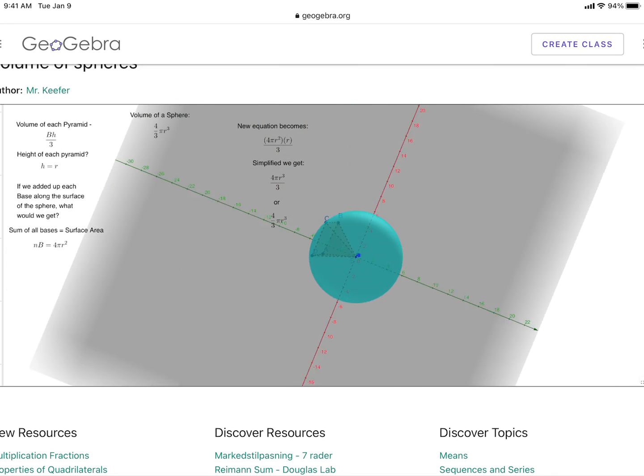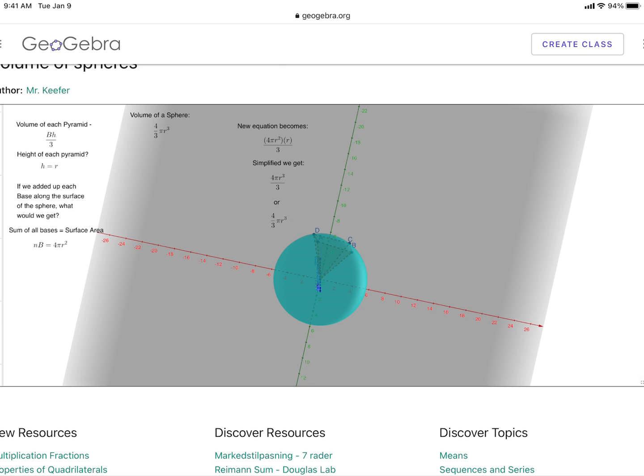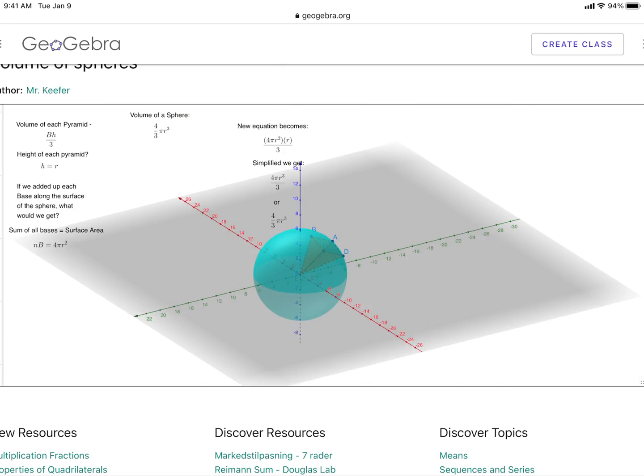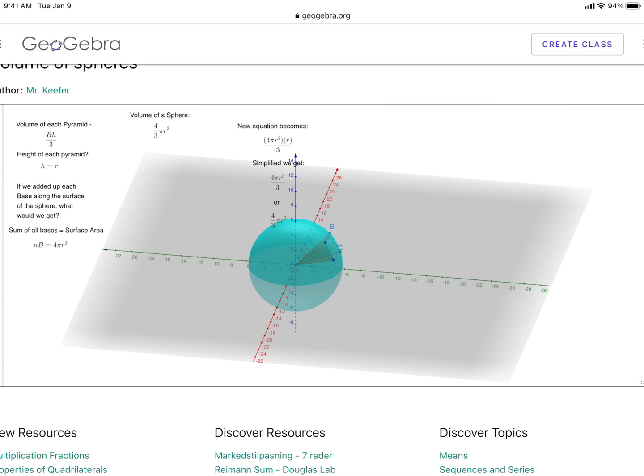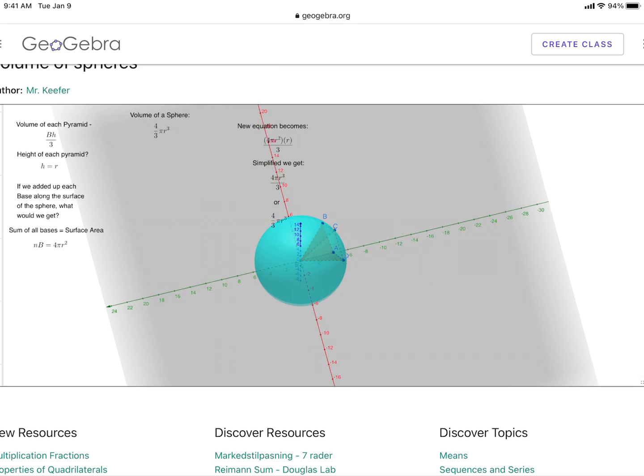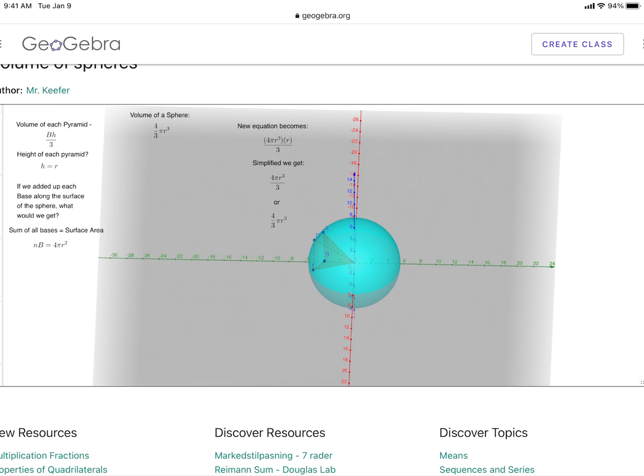Now, if I wanted to try to figure out the volume of this thing, one of the things that I could do is draw and create a pyramid inside of this thing. That would be a good way, because I can do volume of pyramids. The volume of each pyramid is base area times height over 3.